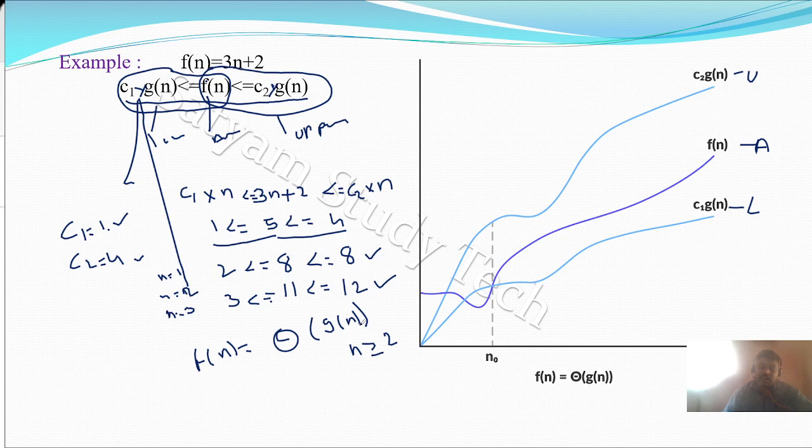When can you use the theta notation? Whenever the big O notation and omega notation are asymptotically equal, then you can use this theta notation to represent the time complexity.